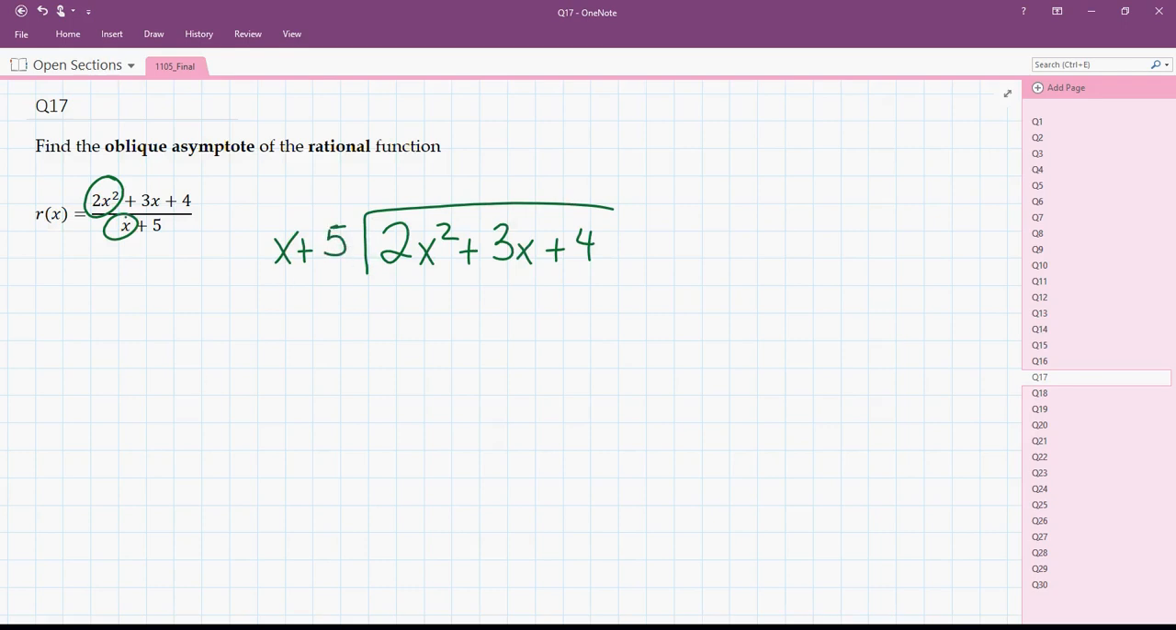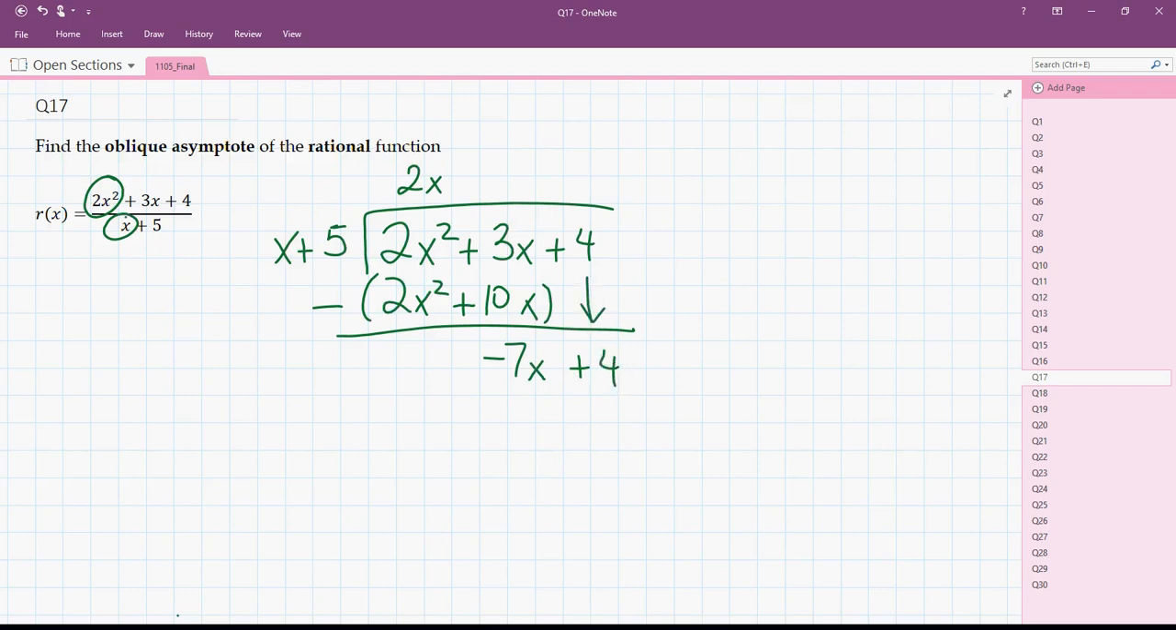So in the first term, we want to get to 2x squared from x. So we'd be multiplying by 2x. We do that, we get 2x squared plus 10x. And if we subtract that, we wind up with minus 7x plus 4. The 4 just gets brought down simply. And again, to match that, we're going to multiply by negative 7, which gives us negative 7x minus 35.